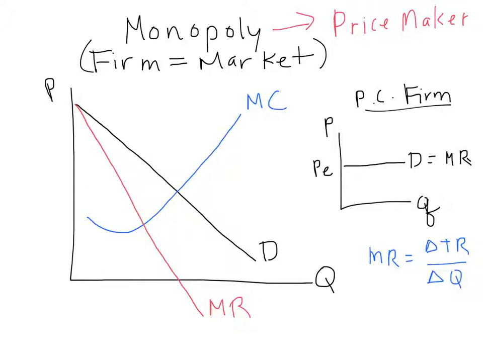Now, in the case of the perfectly competitive firm, that additional revenue from one more unit sold is always equal to the competitive price, because no matter how many units they sell, they are still going to get that same unit price, the equilibrium competitive price. This is not the case over here with the monopoly firm.